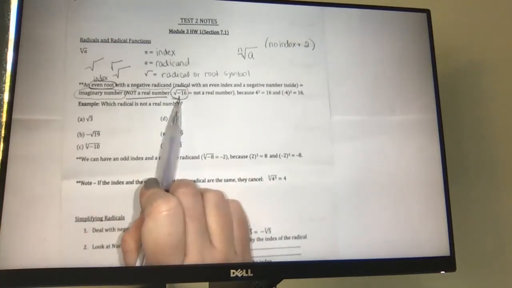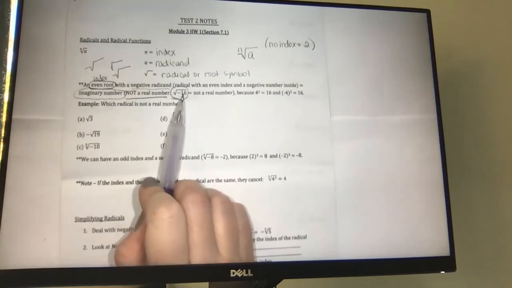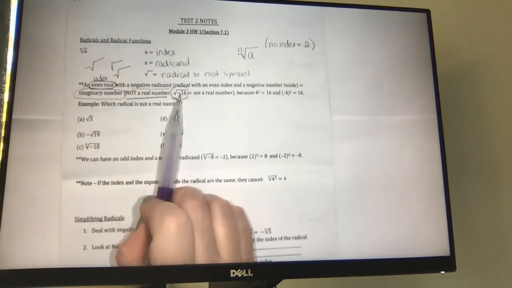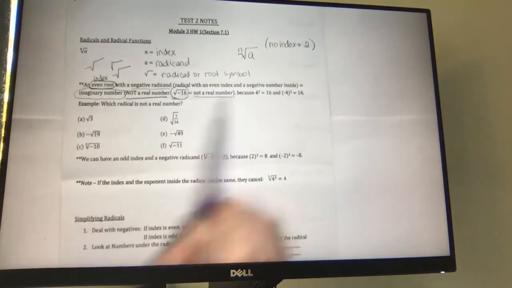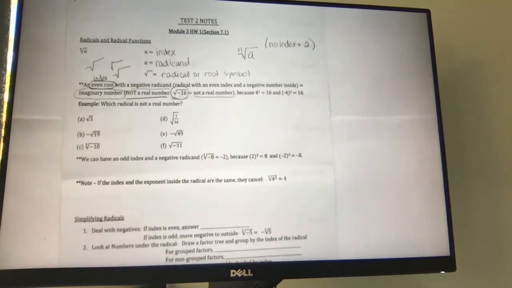You have an odd index. You have a negative radicand, right? So the answer would be not a real number, okay? Not a real number. And we have to think about why this is for a minute.